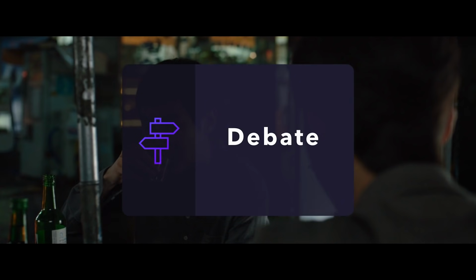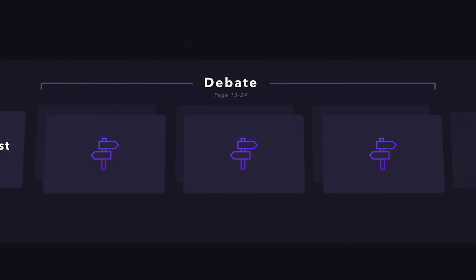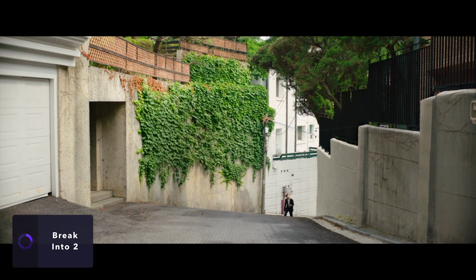But he ultimately accepts it, and it's not long until he takes on an even more active role. This is the opportunity to earn money and status Gi-woo's been looking for. If the debate was the question, this is the answer. The break into two. This is where the hero takes their first steps to achieving their goal right before we break into Act 2.